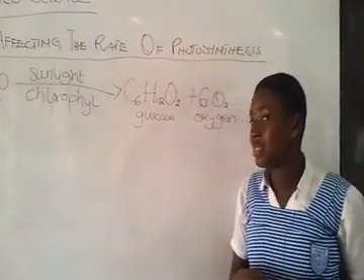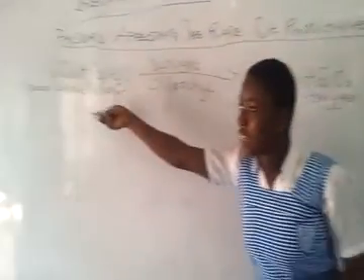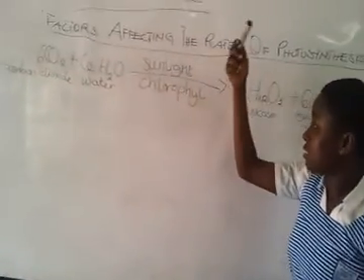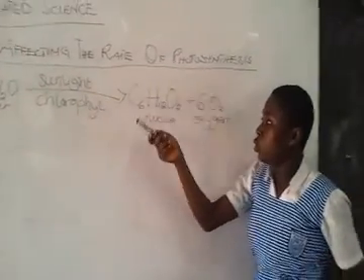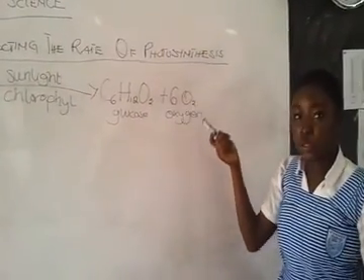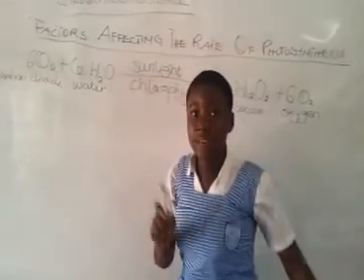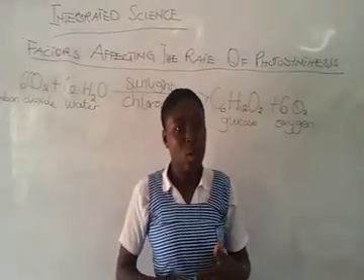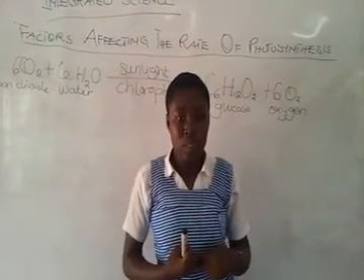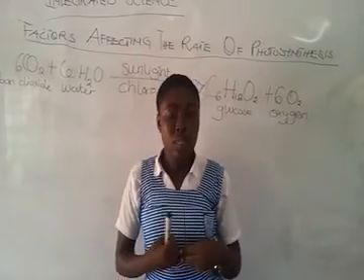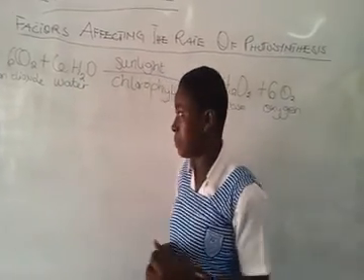We get to know that in the presence of carbon dioxide and water and sunlight trapped by the chlorophyll, glucose and oxygen is produced as end product of photosynthesis. Now back to the factors affecting the rate of photosynthesis. We have carbon dioxide concentration, chlorophyll concentration, and light intensity.